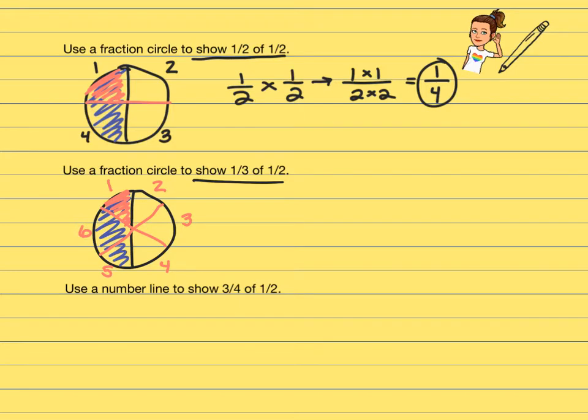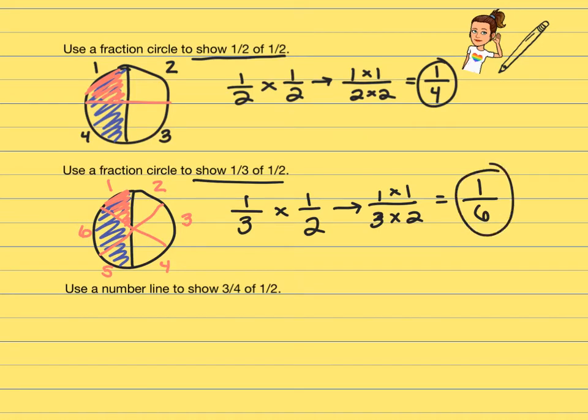Let's check with the algorithm. 1/3 times 1/2. We multiply the numerators and we multiply the denominators. 1 times 1 equals 1, and 3 times 2 equals 6. Our answer is 1/6, which again matches with our fraction circle. We can also use number lines to help us multiply fractions. Use a number line to show 3/4 of 1/2.